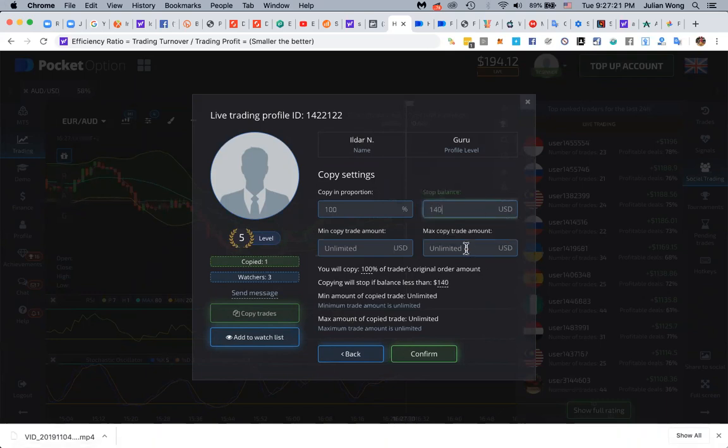I do a 150. For this guy is a martingale, so I'll probably do like a 140. All right, and the max copy trade, I know that based on his money management, I'll probably give it maybe a little bit extra, like $8. I'm going to copy him like 5%. And then this is basically done. It's a done deal.